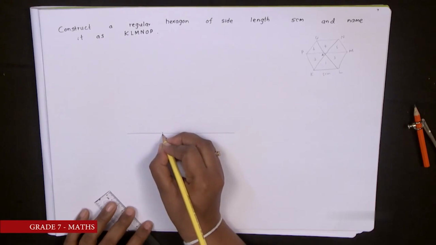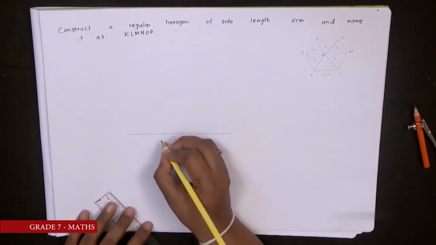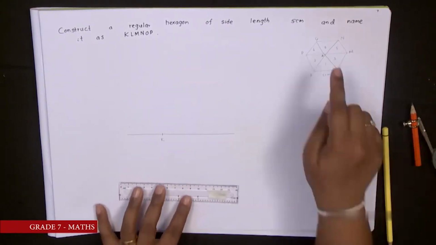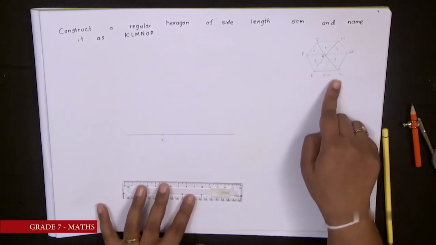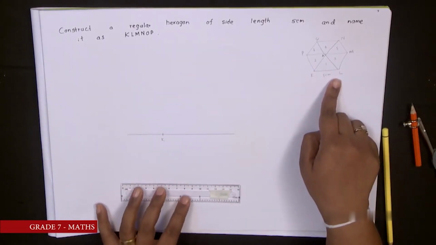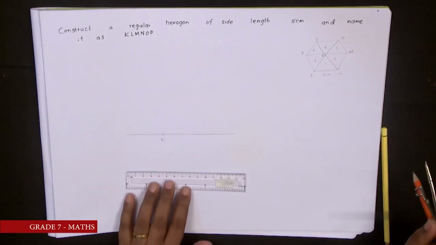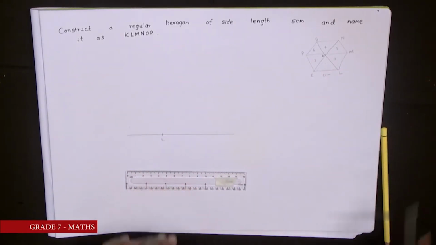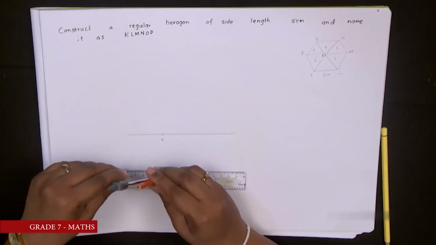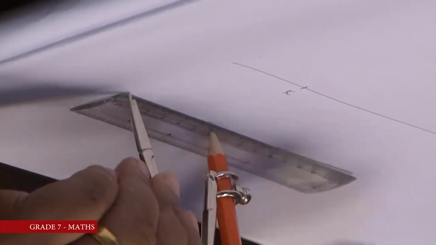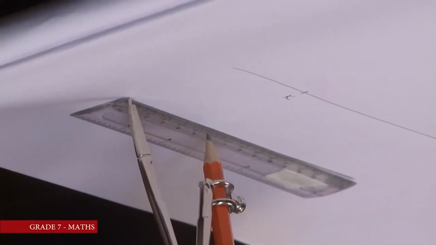Mark a point on the straight line segment. Name it as K. Now, we know that the length of the side of the regular hexagon is 5 centimeters. Therefore, I need to get 5 centimeters to my pair of compasses. Place the tip of the pair of compasses on 0 and tip of the pencil on 5 centimeters. So, I have got 5 centimeters to my pair of compasses.